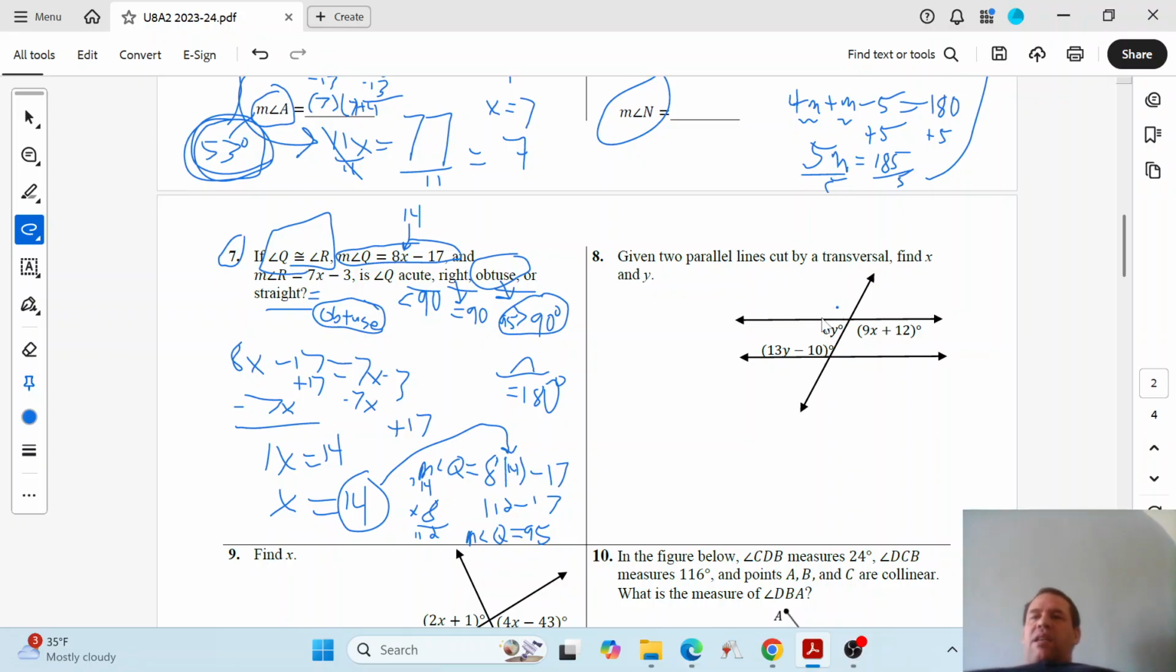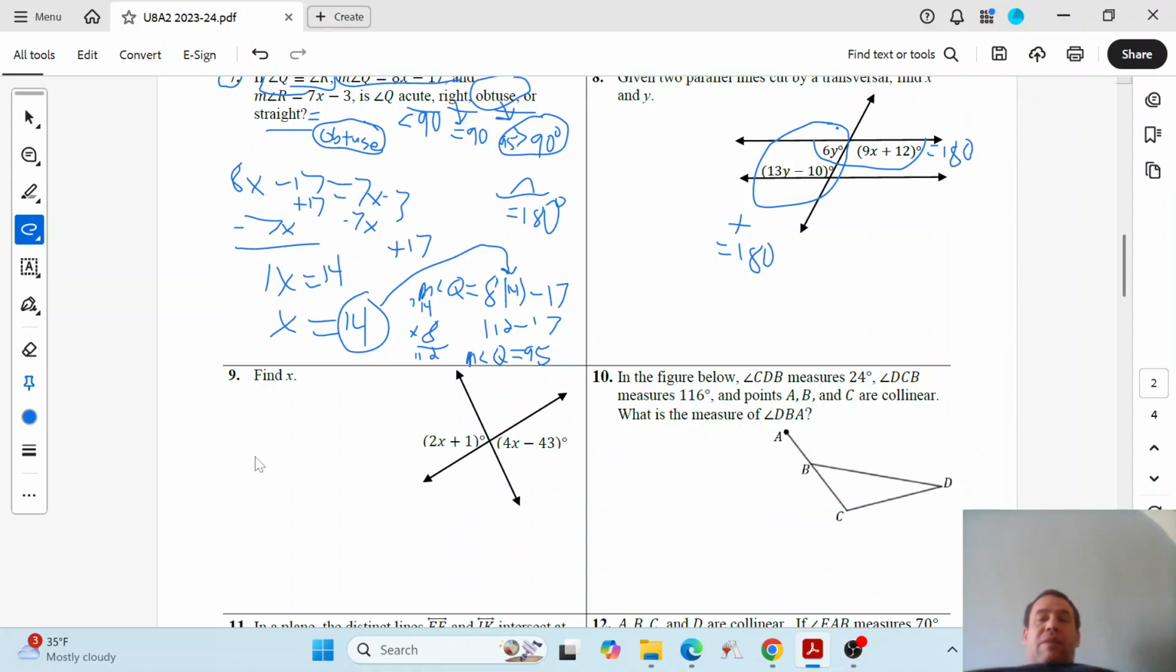And so again, you just want to add those two together to equal 180 because they're on a straight line. But then it turns out that these two angles right here can also be added together and equal 180. So there's your hint there for number 8. So number 9, you just set them equal to each other, because vertical angles are congruent.